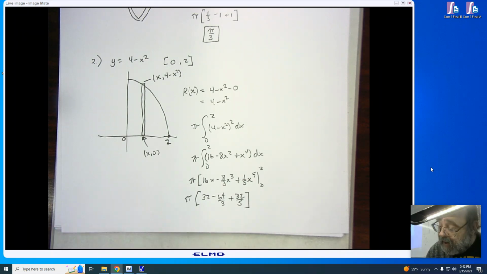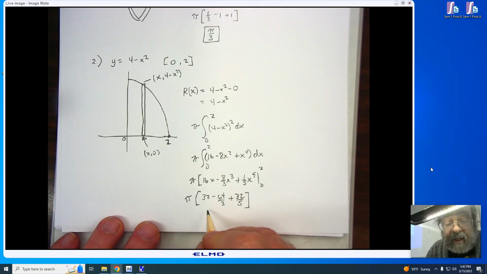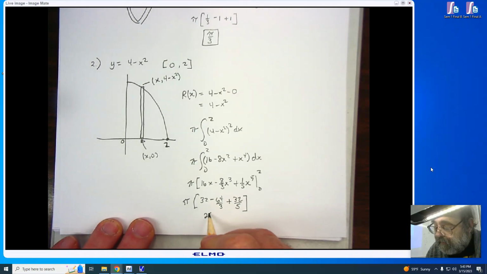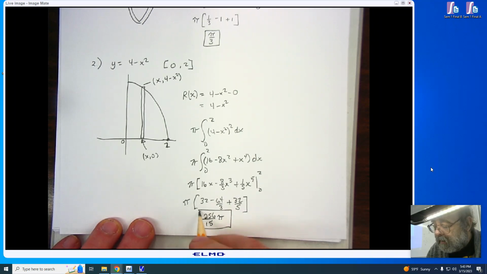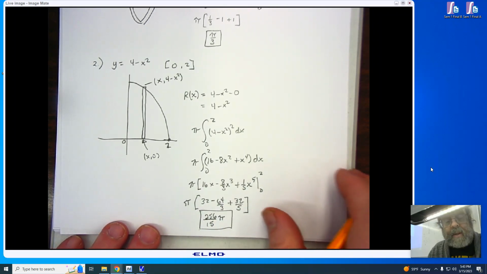I'm going to go ahead and find it again. I have 32 minus 64 divided by 3 plus 32 divided by 5, written as a fraction, and it's 256. So I have 256/15 pi, and that's my answer. This brings me to number 3.